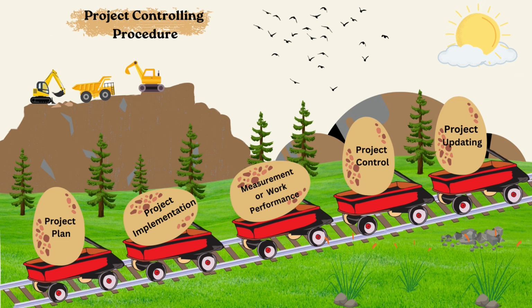Project controlling procedure. First is the project plan. Secondly, project implementation. Thirdly, measurement of work performance. Fourth, project control, and the final step is project updating in this project controlling procedure.